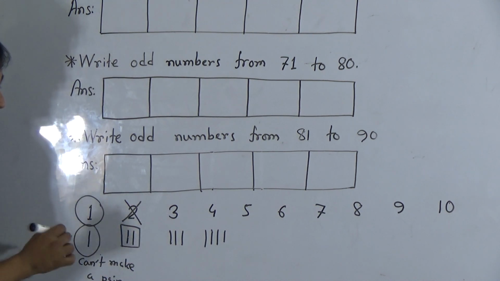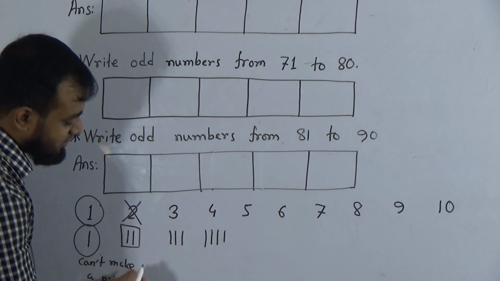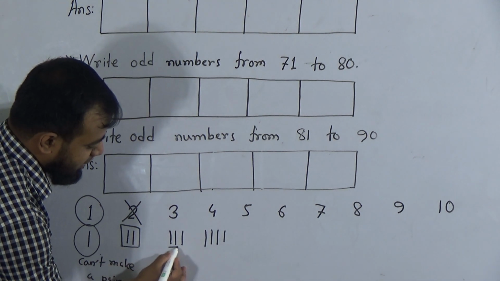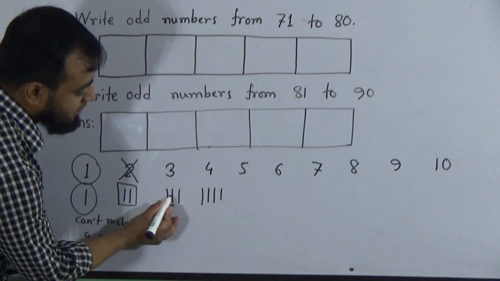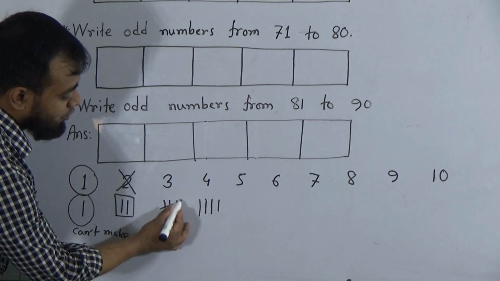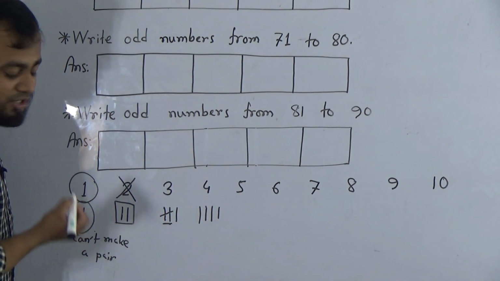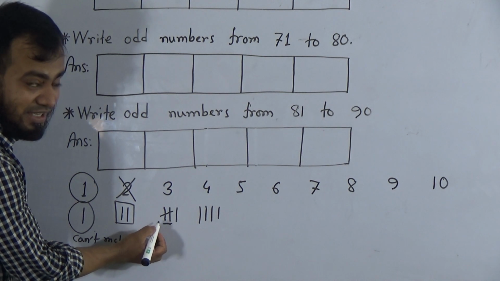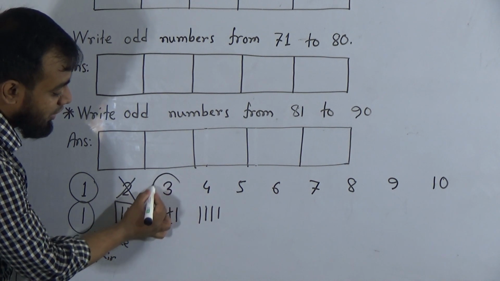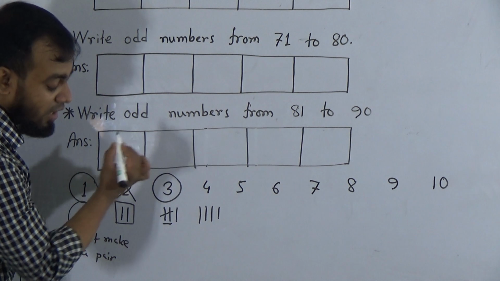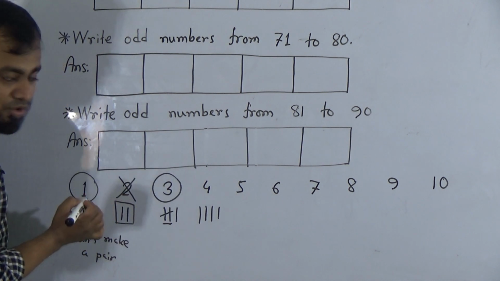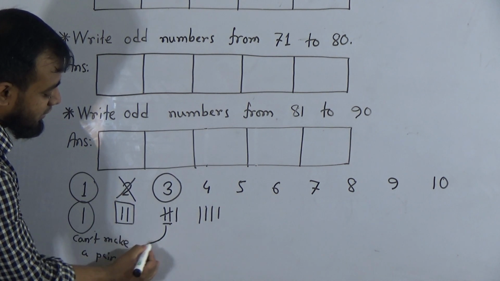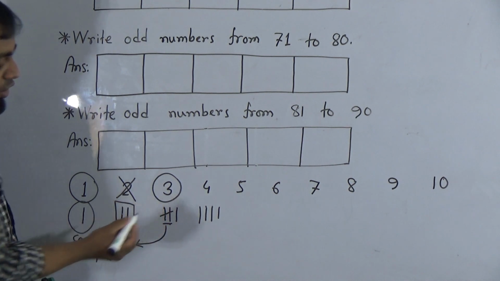The next number is 3. Look, my dear students, 3 can make a pair here. 1 and 2, these 2 things can make a pair. But this 1 stick is left alone. That's why this 3 is not an even number. That means this 3 is an odd number. Because which number can't make a pair, that number is called an odd number. That's why 3 is also an odd number.